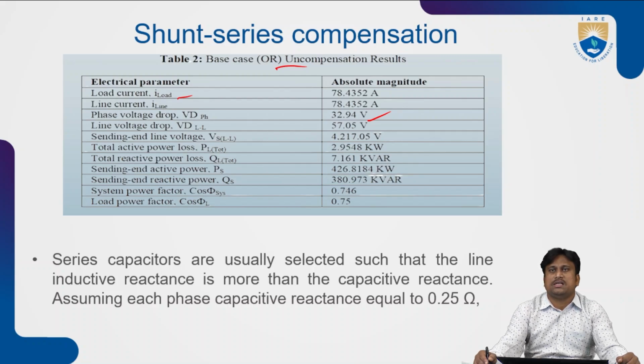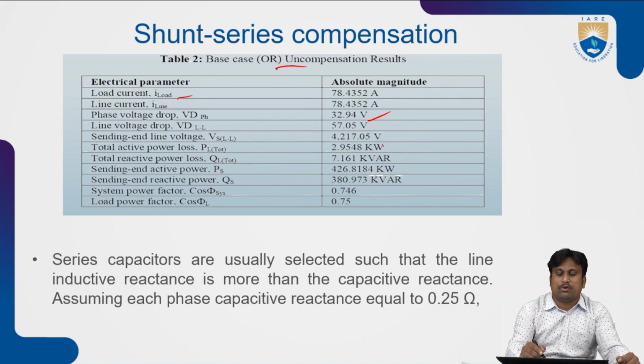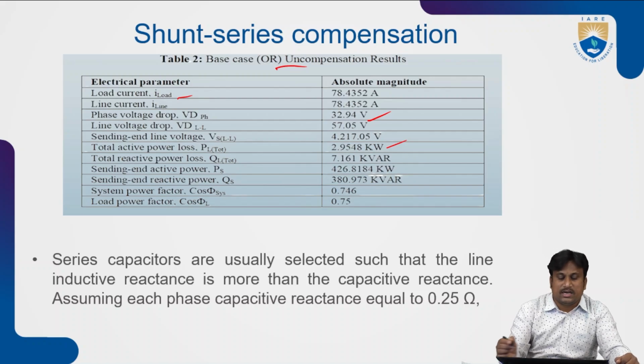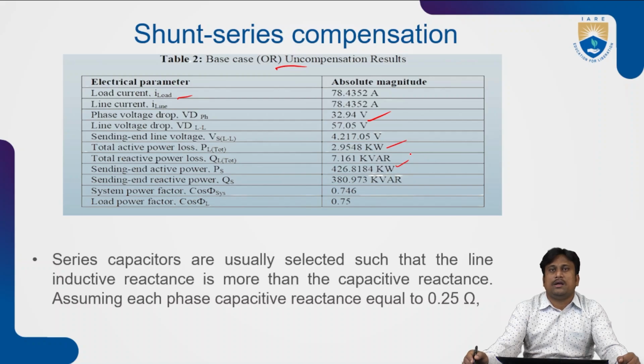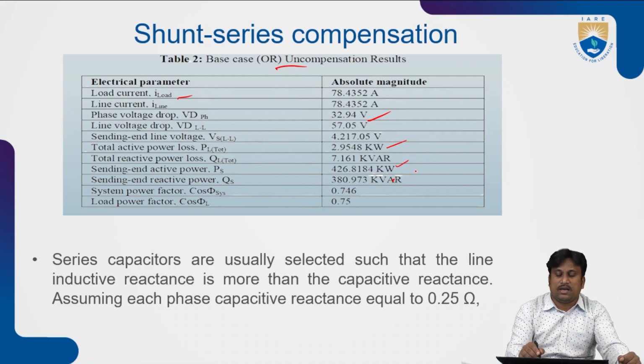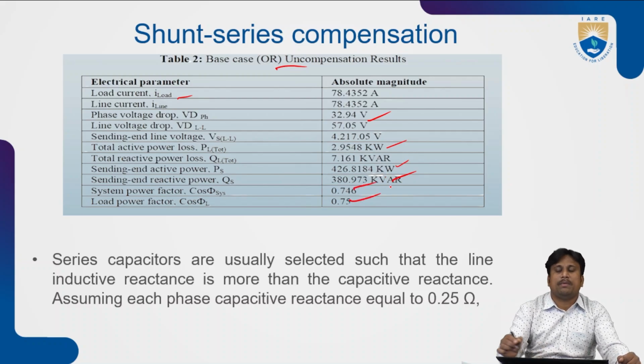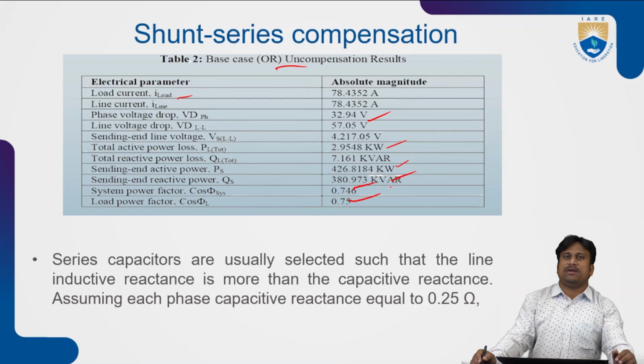Sending end voltage is 4217 volts, and total active power loss is 2.95 kilowatts. The total reactive power loss is 7.161. Sending end reactive power is about 426. The system power factor, cos phi, is 0.746, and the load power factor will be operated at 0.75.